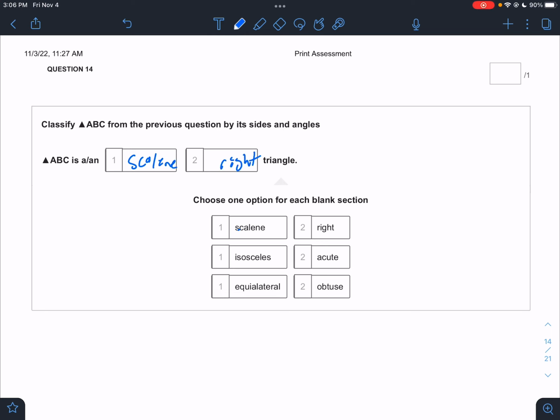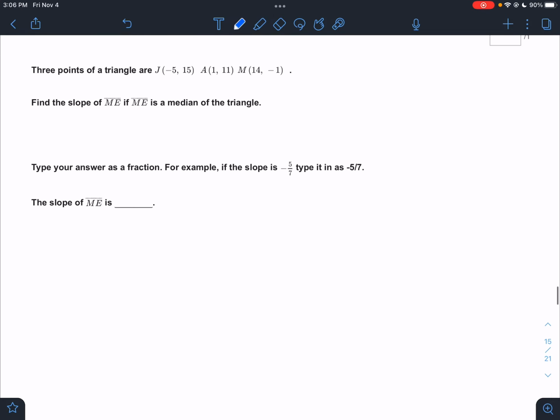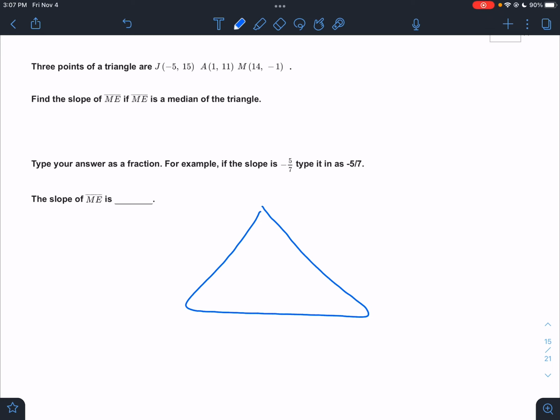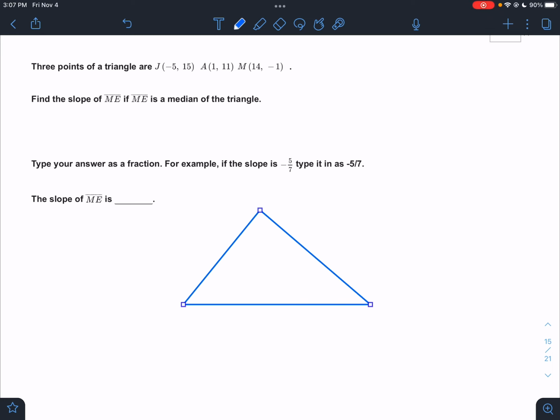How do I know it's a right triangle? Well, one of the corners is 90. How do I know it's scalene? All the angles are different. So that means all the sides would be different. Therefore, it's scalene. All right, let's see what we got here. We got a triangle called JAM. We've seen this triangle before. And it says ME is a median.